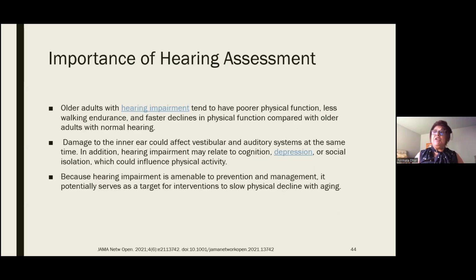And I'm just giving you why I'm talking about hearing. Older adults with hearing impairment tend to have poorer physical function, less walking endurance, faster decline in physical function. Can you see how important it is? And sometimes you're the only one making that kind of connection. It can also lead to decline in cognition, depression, and social isolation. And because hearing impairment is amenable to prevention and management, it serves as a great target for intervention to slow down physical decline and improve quality of life.